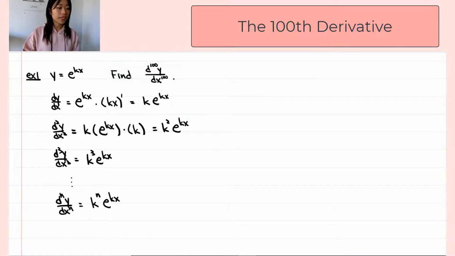Now how about the 100th derivative? So using the equation we just found, the 100th derivative would be k to the power of 100 times e to the power of kx.